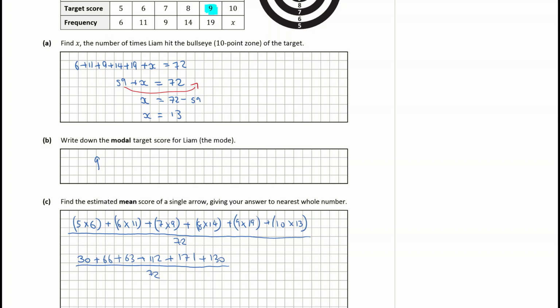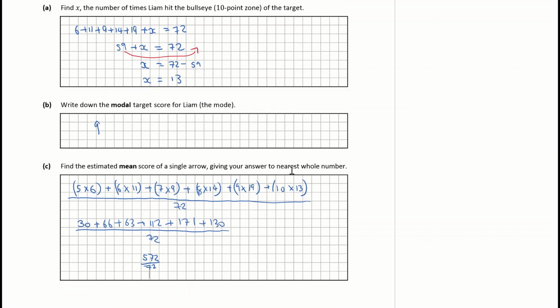So here you can see that I'm showing all of my work. Adding up the top line, I get 572 over 72. And the question said, give my answer to the nearest whole number. But when I divide that in, I'm not getting a whole number, I'm getting a decimal. I'm getting 7.94, which rounds to 8 as the nearest whole number. So the mean here is 8.